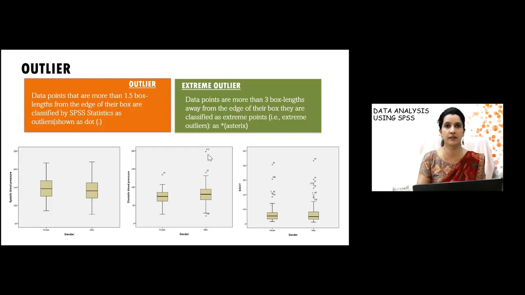Whereas if you consider this 173, it will be more than 3 box plot lengths from the edge of the box plot. So that's the way SPSS decides whether the data is an extreme outlier or a normal outlier.